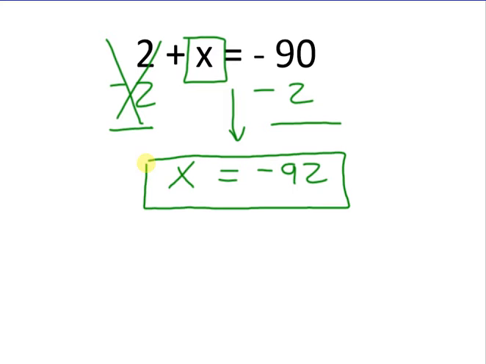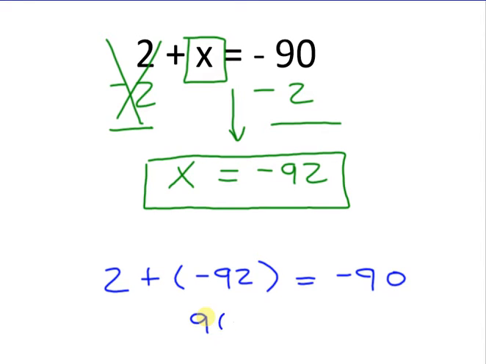And you can always check your work, and you always should, really. It's a good practice, okay? So plug it back in. 2 plus negative 92 equals negative 90. So here we have a different sign. So I subtract and keep the sign of the bigger number. 92 minus 2 is 90, and then the bigger number is negative. So negative 90 equals negative 90. It works out.